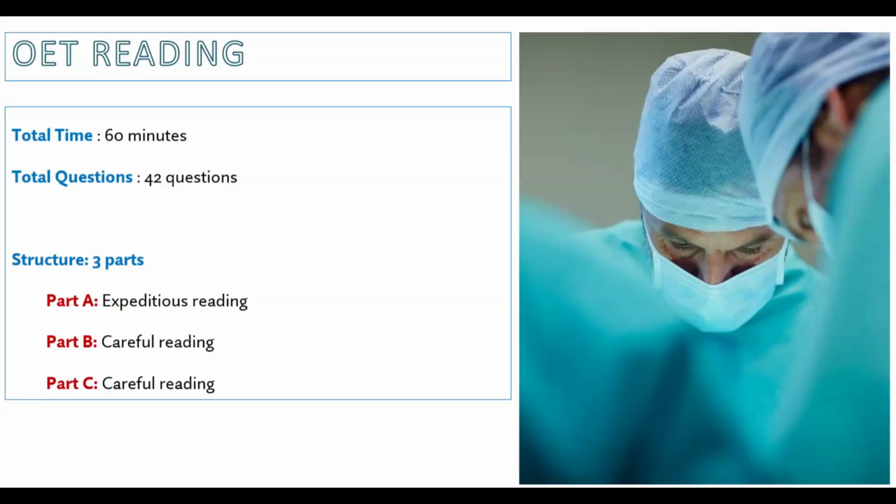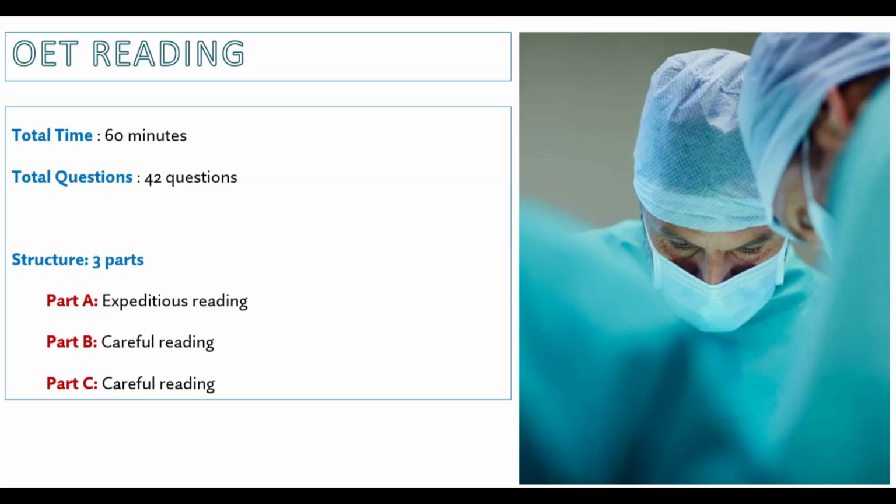Since we are done with the listening part, now let us move to the next section of the OET test, the reading section. The total time duration for reading in the OET test is 60 minutes. And the total number of questions is 42. OET reading has 3 parts: Part A, Part B, and Part C. Let's jump to Part A.